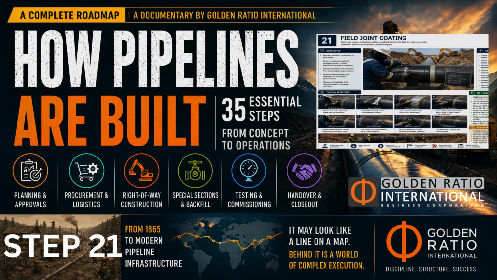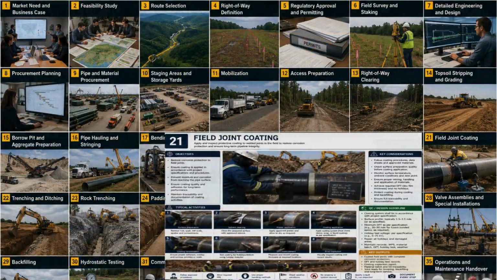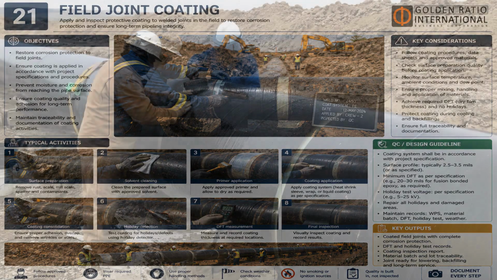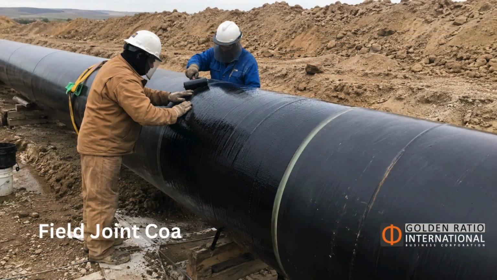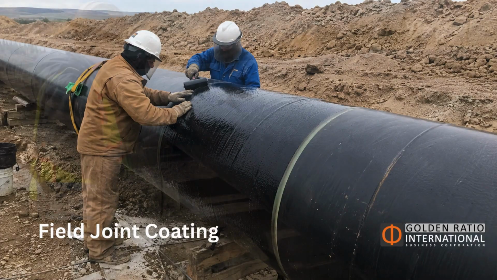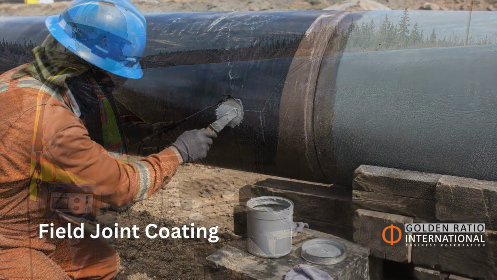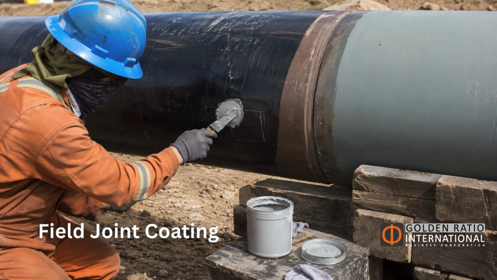Field joint coating. After a weld is accepted, the exposed joint area must be protected. This is where field joint coating takes place, as crews clean, prime, and coat the welded joint so the pipeline has continuous corrosion protection. The coating must be applied correctly, inspected, repaired where needed, and documented.